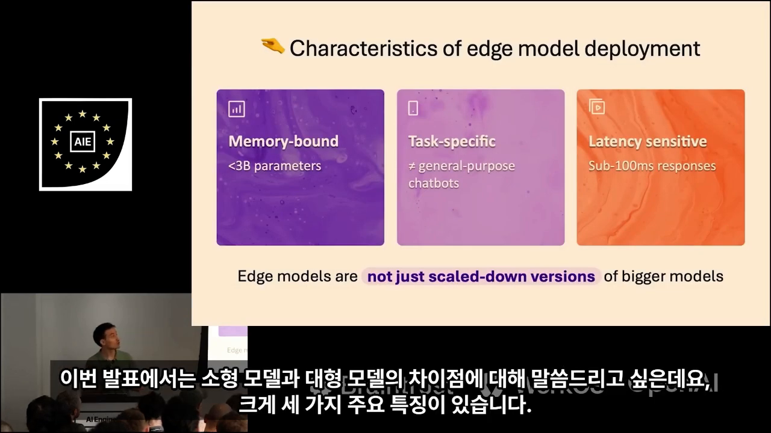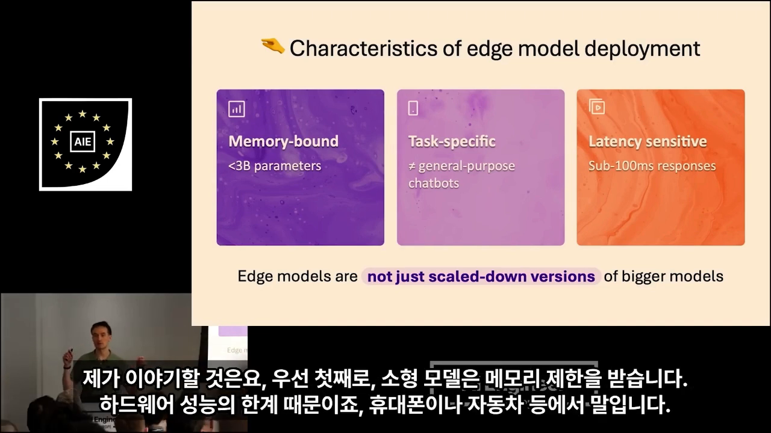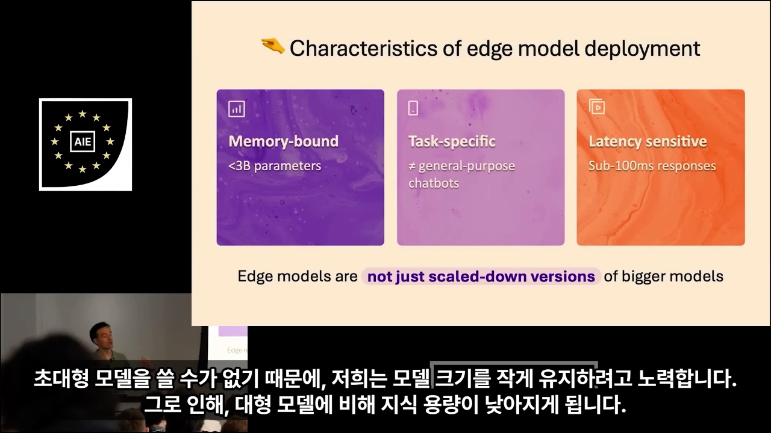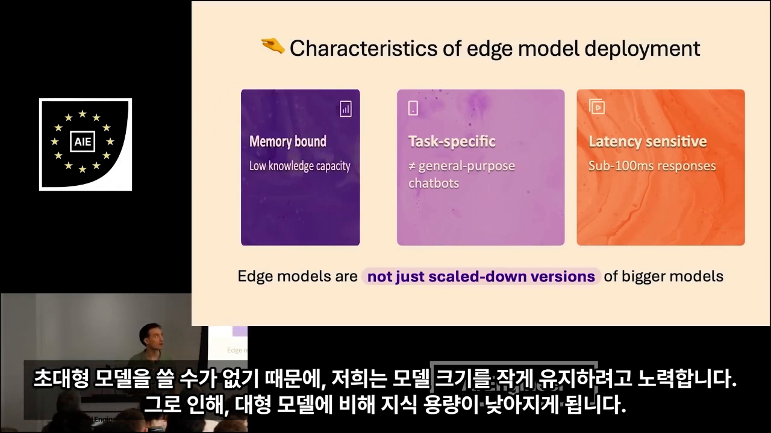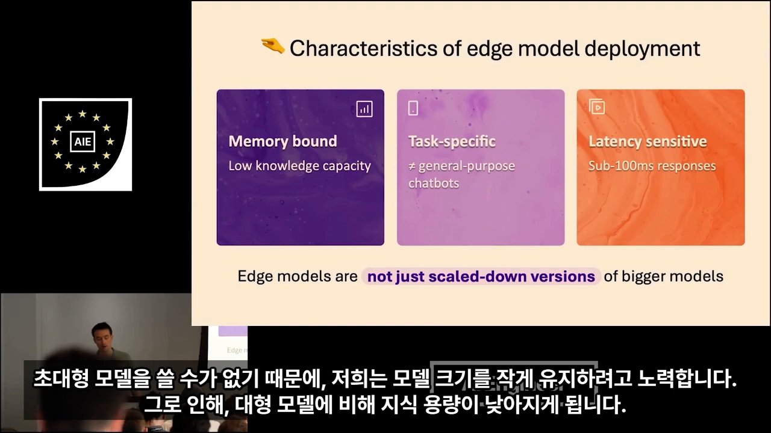In this presentation, I want to talk about what separates small models and big models. And there are three main characteristics I want to talk about. So first of all, small models are memory bound because the hardware is what it is, right, on a phone, in a car, etc. We can't really use super big models, which is why we try to keep the size quite small. And because of that, we have low knowledge capacity compared to bigger models.